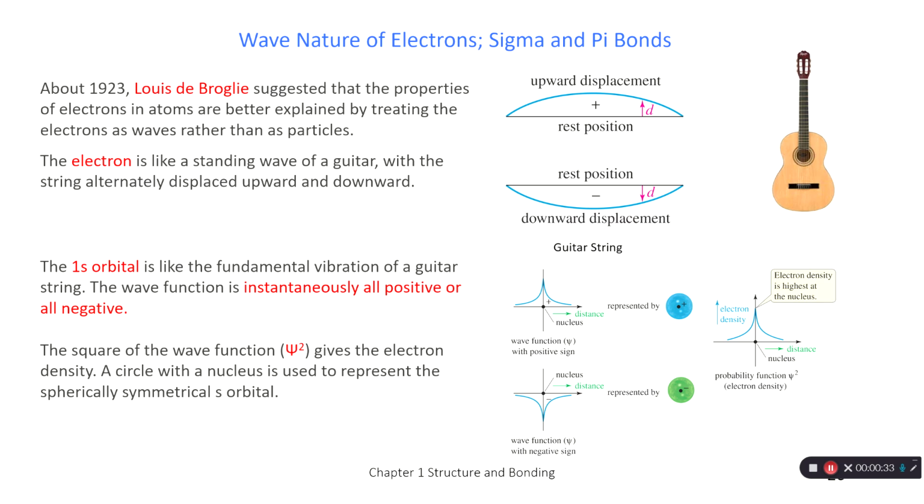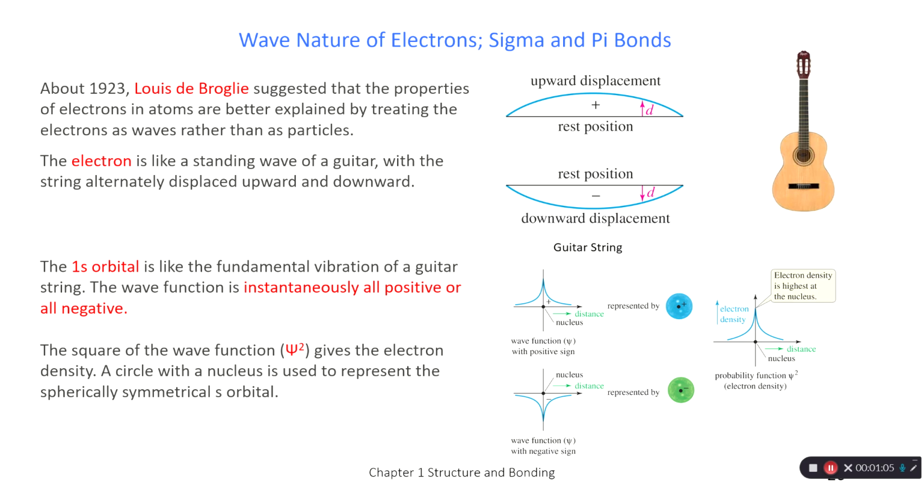In 1923, de Broglie suggested that the properties of electrons are better treated as if you treat electrons as waves rather than particles. Now we know the electron is a particle, but it also has a wave nature associated with it, so it sort of has that dual nature. And the way we can think about that in terms of something that we can understand is treating the electron like the standing wave of a guitar, which Wade talks about in the textbook.